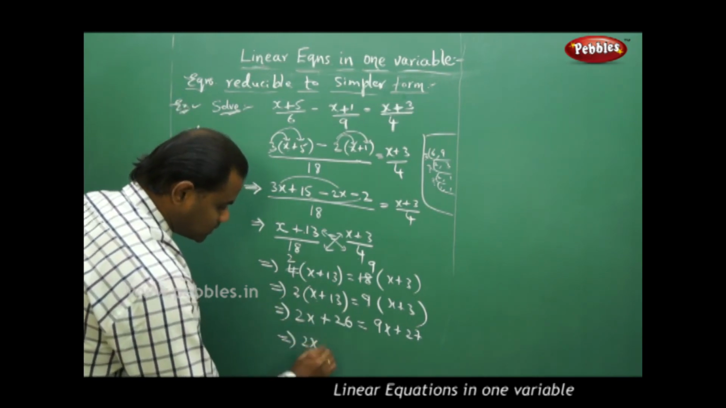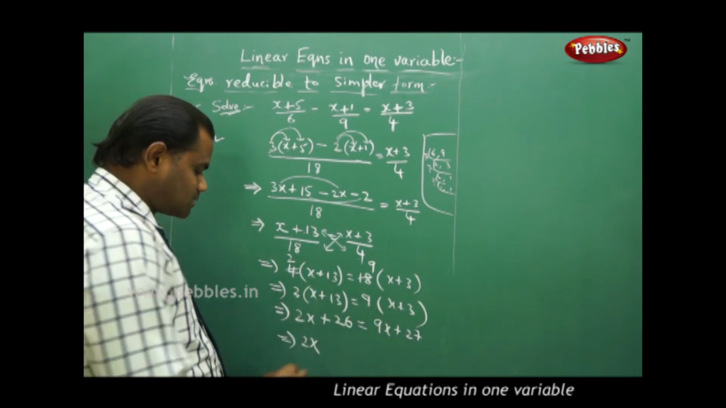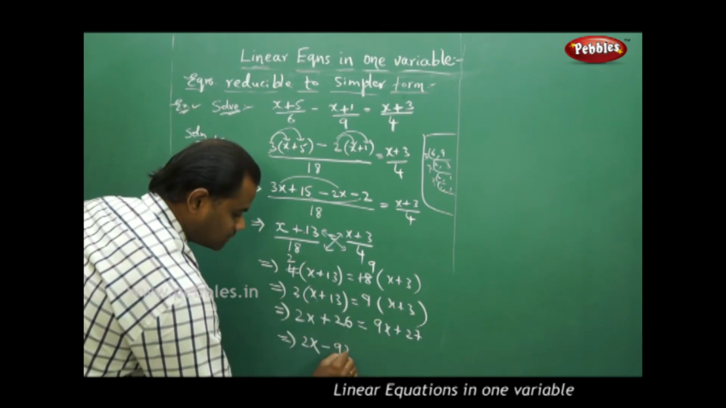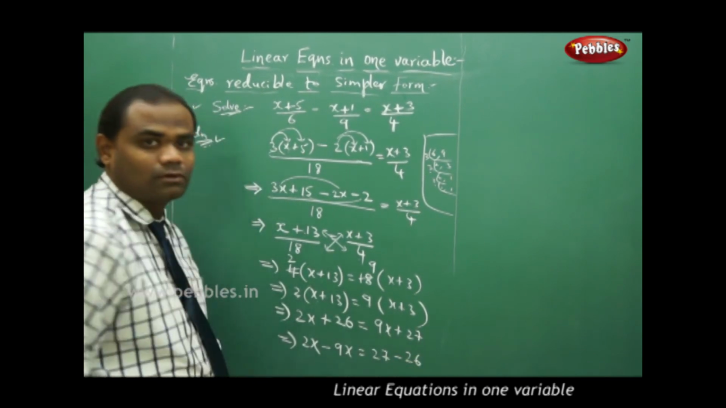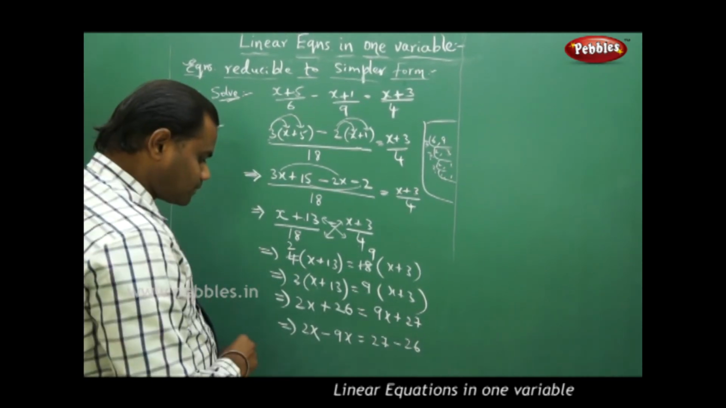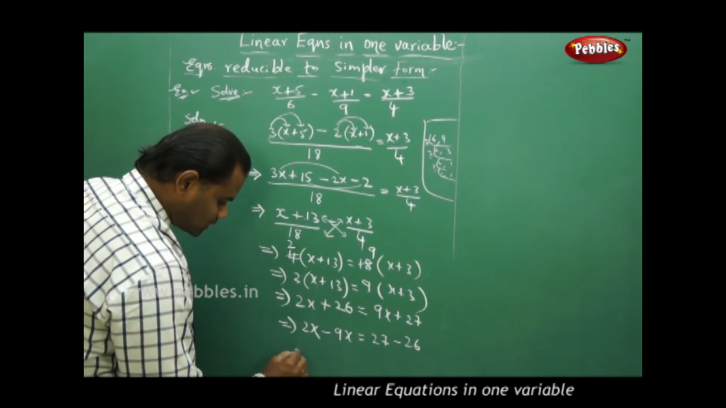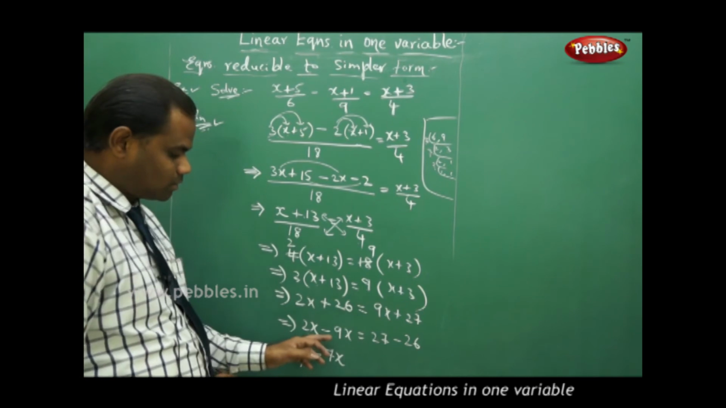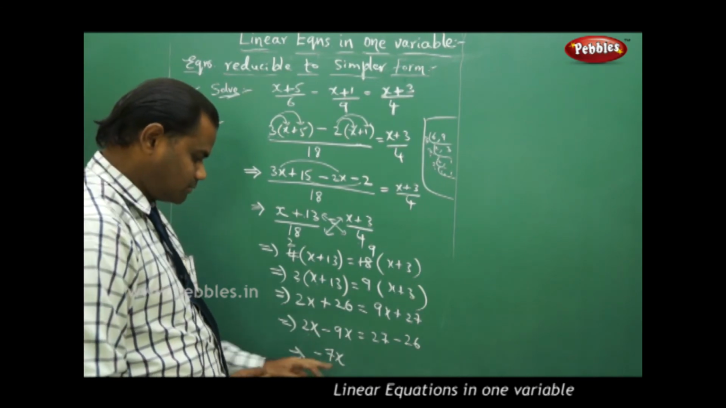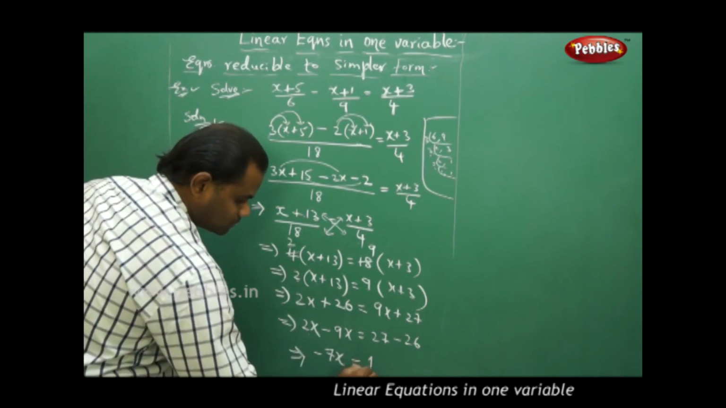Now I bring all x terms to one side and all the remaining constants to the other side, so that my 2x remains on the left, and my 9x on the right comes to the left as negative 9x, and then 27 minus 26 would be the other value. Now, on further simplification this gives me minus 7x, because the sign of the greater value is negative, and then I get this to be 1.